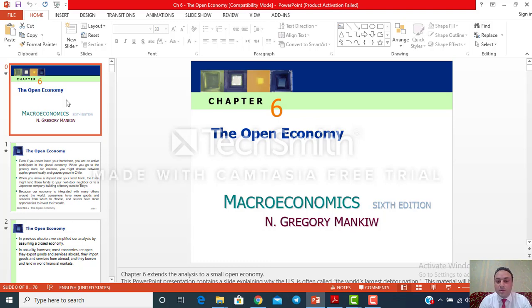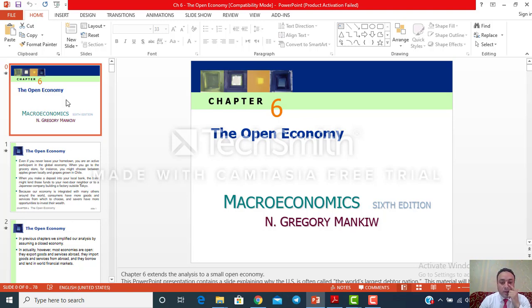But now in this new model, the open economy, there is international trade, exchange, exports and imports, and so on. Also the international capital outflow in the savings and investment.